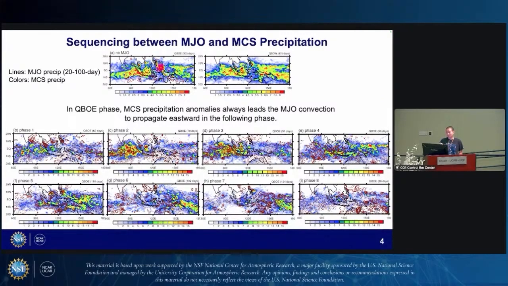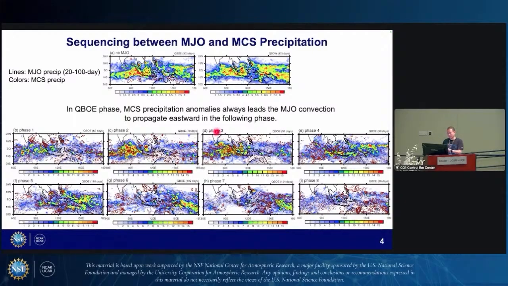While to the east of the maritime continent region here, the MCS precipitations are suppressed, and vice versa in the QBO west phase. To the west of the maritime continent region, you get a decrease in the MCS precipitation, but to the east of the maritime continent region, you get an increase. I won't go into the details of why this happened, but this is relevant to QBO's ability to modulate the MCS propagating behaviors. It is more westward propagating in the QBO east years and more eastward propagating in the QBO west years.